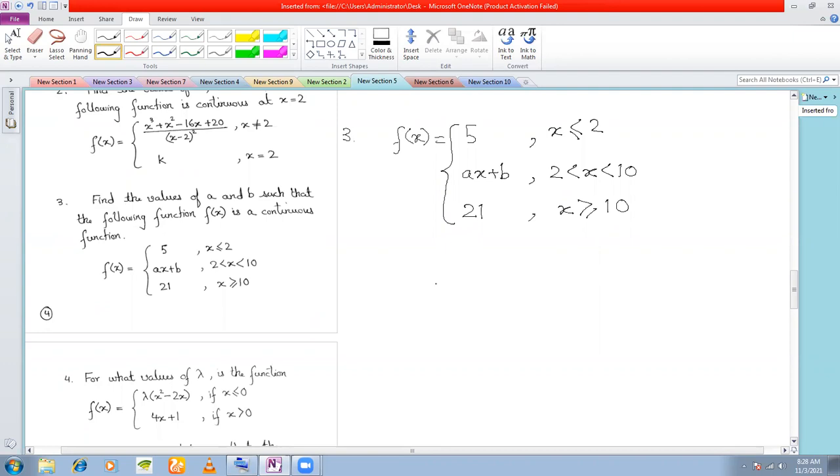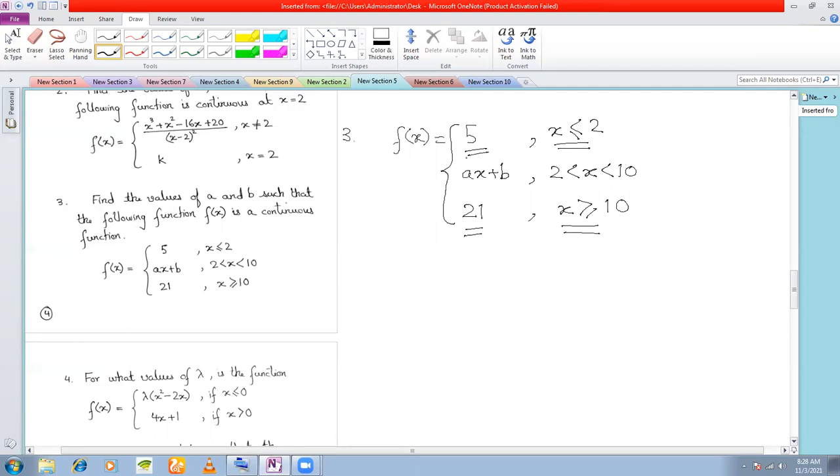Now clearly the function is continuous at x is equal to 2 and x is equal to 10, because if you see, for x is equal to 10, the value of the function is 21, which is a constant function, right? And for x less than or equal to 2, the value of the function is 5, which is a constant function. So therefore, clearly the function is continuous at x is equal to 2 and x is equal to 10, right?